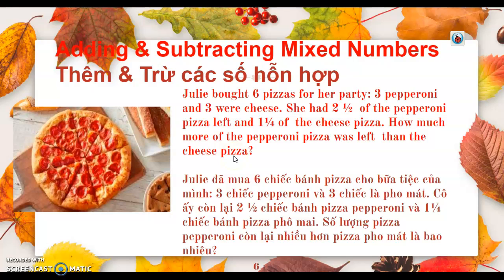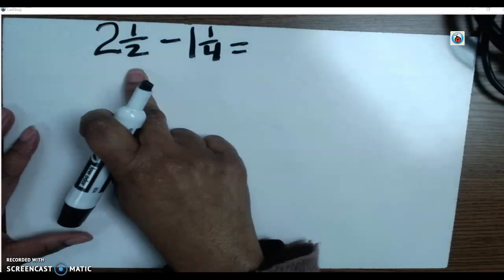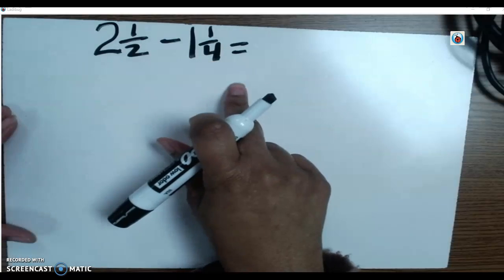So first of all, I know what we're asking to be done. This is a story about Julie and pizza, and they now want to compare pepperoni pizza to cheese pizza. How much more pepperoni than cheese? So I know that we're going to be subtracting. So I'm going to set up my model or my equation to say 2½ minus 1 1/4. So our equation is 2 1/2 minus 1 1/4.